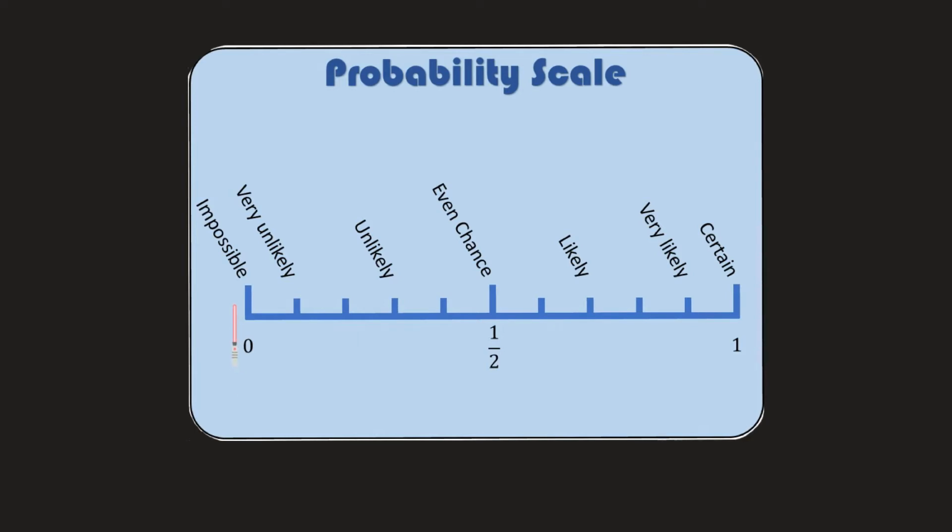Something that's impossible could be picking a green card from a deck of cards, as there are only black and red ones. An even chance: let's say I roll a die and I get an even number. There are 3 even numbers and 3 odd, so therefore I've got an even chance.